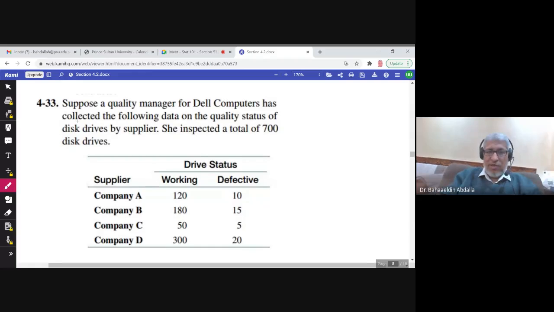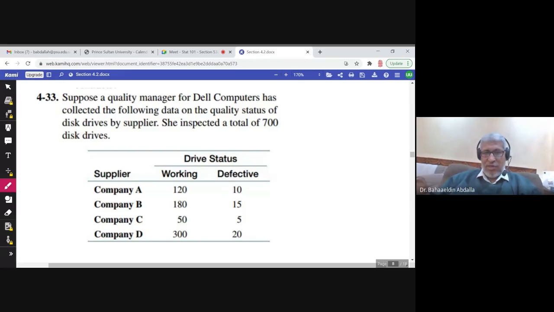Suppose a quality manager for Dell computers has collected the following data on the quality status of disk drives by supplier. She inspected a total of 700 disk drives. So there are a total of 700 disk drives and we have this table.